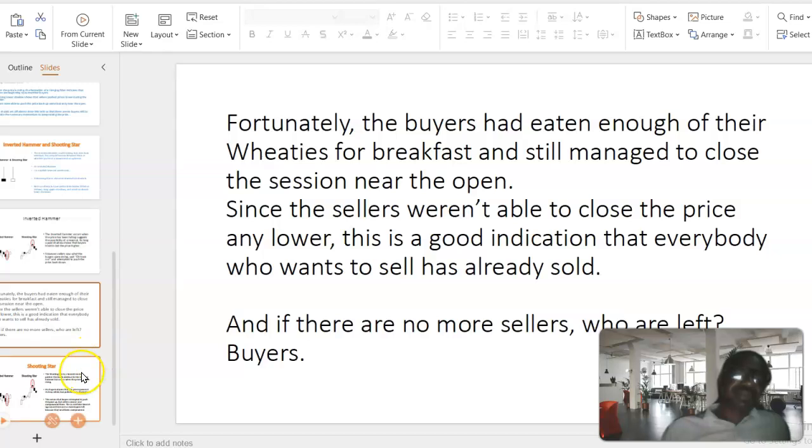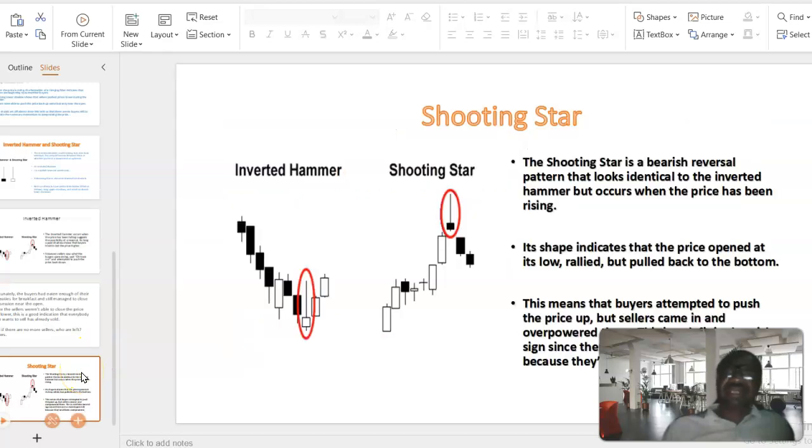Okay, so what you need to understand, this is the shooting star. A shooting star is a bearish reversal pattern that looks identical to the inverted hammer, but occurs when price has been rising. So that is in a bullish trend. Then you'll see a shooting star. So identified. When you see it, you have to be very careful.